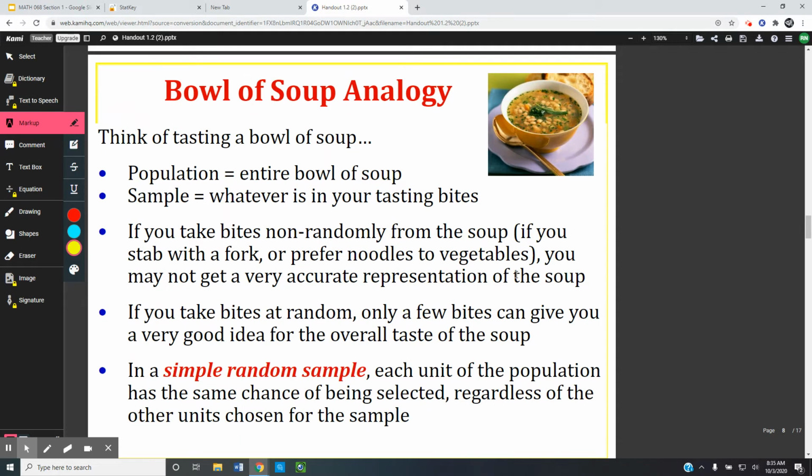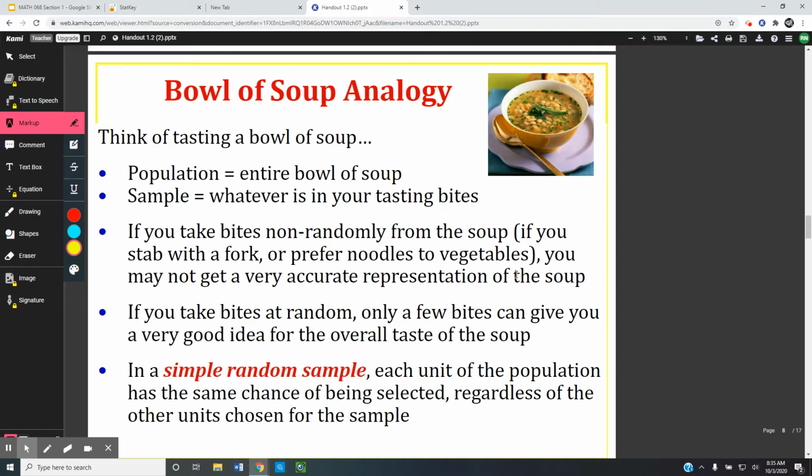Bowl of analogy soup. So here's an analogy for this. First of all, let's say that the population is the entire bowl of soup, and let's say a sample is whatever part you're tasting out of the soup. If you just dive right in and blindly take a big old scoop and eat it, and you either like it or you don't, you've taken a nice random sample because you've got all the little bits and pieces that are inside the soup.